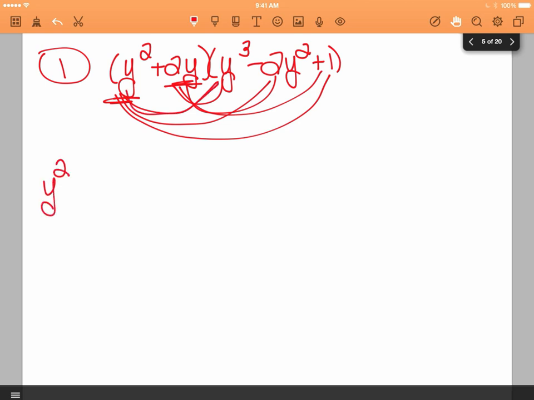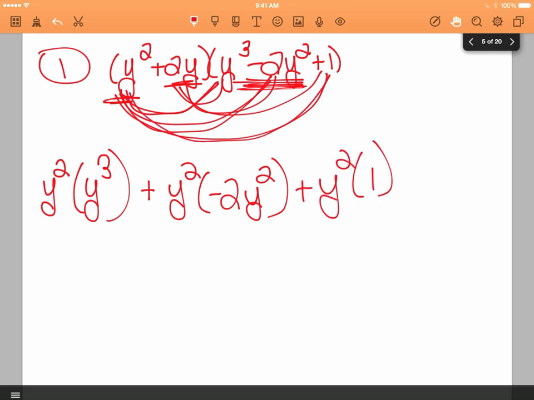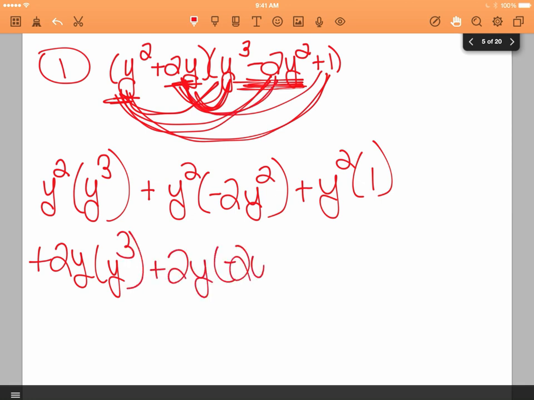So it's y squared with y to the third, y squared with 2y, but now you're going to add it. And be mindful that the negative 2y squared has a negative, so don't forget that. And then the y squared with the 1. Then we add it 2y with y to the third, 2y with negative 2y squared, and then 2y with 1.